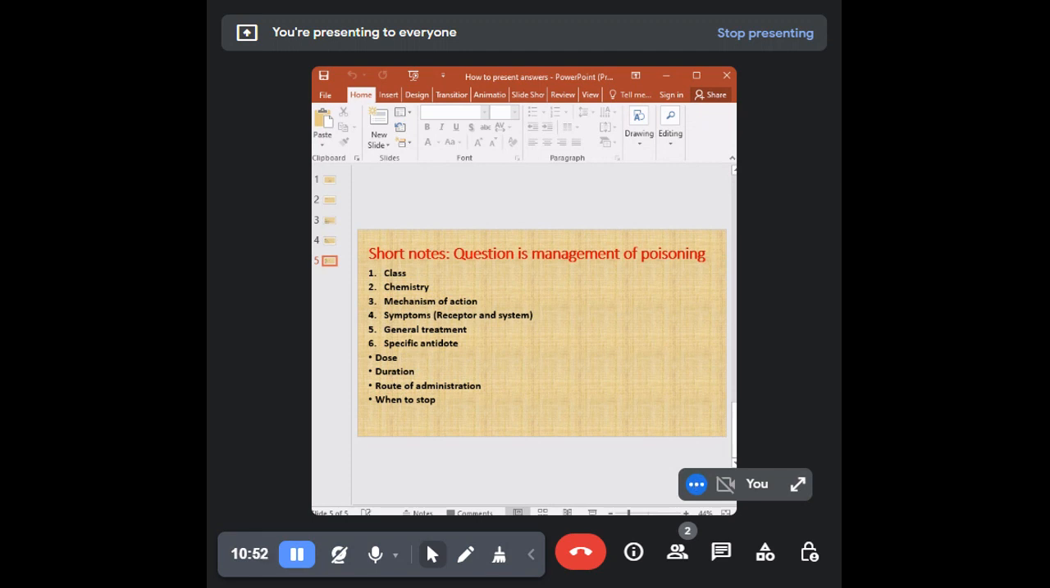These are the headings that should be there under specific antidote, because most of the students just write the antidote like that. For example, if you say organophosphate, they will write atropine, but they won't write the dose, duration. It's a general thing: when they ask for management or treatment, you have to mention the dose, duration, route of administration, when to stop. But for some drugs when to stop is not required; you will know when you are reading. Okay, this is how you can represent the questions in your exam. If you follow these things you will surely get good marks.